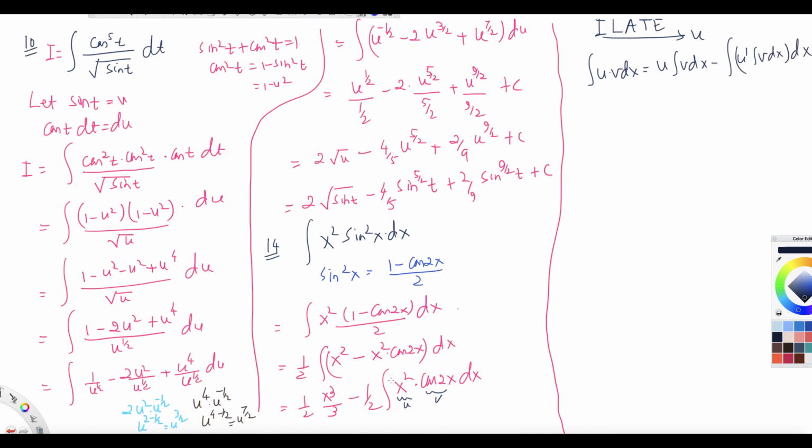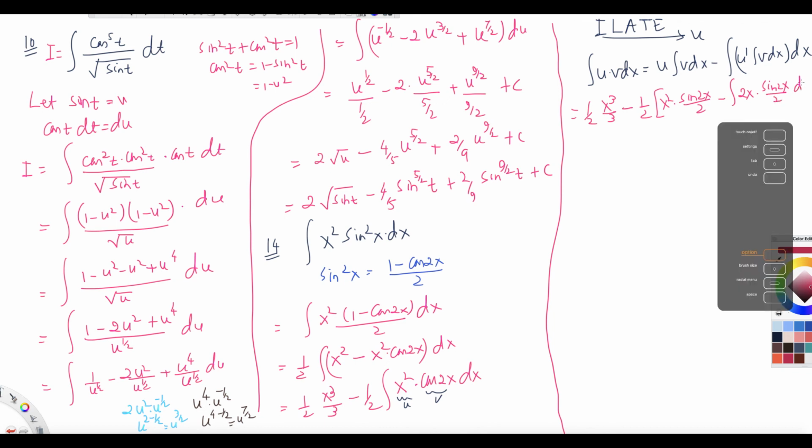Okay, so we will keep the first term as it is. The first term will be the same, 1/2 and then x cubed over 3, minus, and then there is 1/2. I'm using that formula. So u times the integral of v, that will be x squared times the integral of cosine 2x, which is sine 2x over 2. Okay, and then minus the integral of u prime, which is 2x, times sine 2x over 2, and then dx, right?